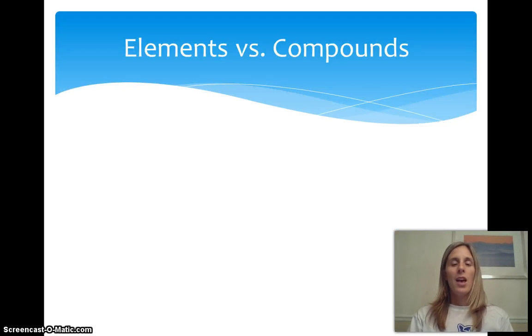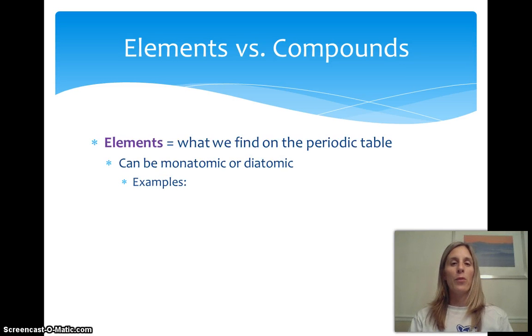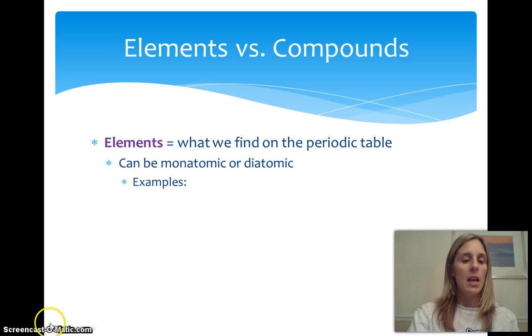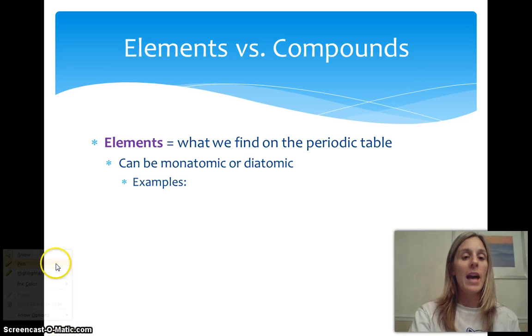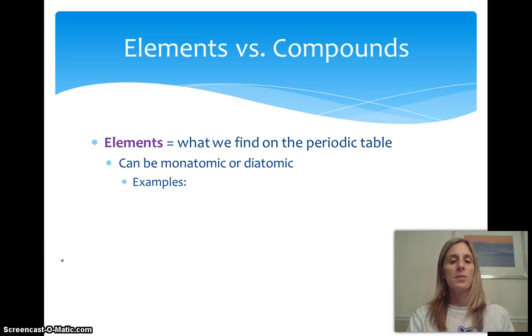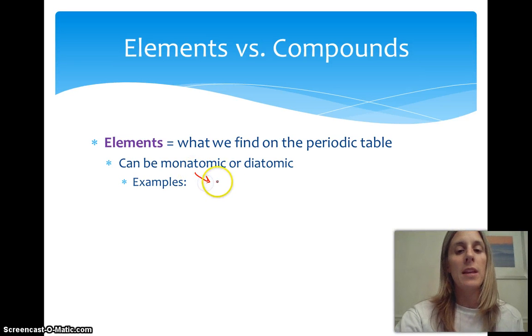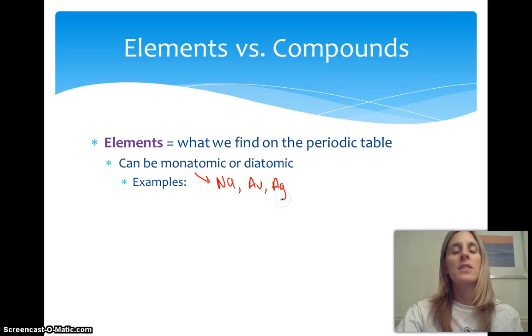Here we go. The first words we need to separate from each other are the idea of an element versus a compound. If we say the word element, what we're referring to is the stuff on the periodic table. So that's all those elements that we've been dealing with in terms of figuring out their arrangement the past couple of days. They can be monatomic or diatomic, and what we mean by that is they can exist as a single atom in nature, or they can be one of our Hankelbrief atoms. Examples of monatomic atoms would be things like sodium, gold, silver, things of that nature. So typically your metals or your metalloids. Your diatomics are going to be your Hankelbriefs.